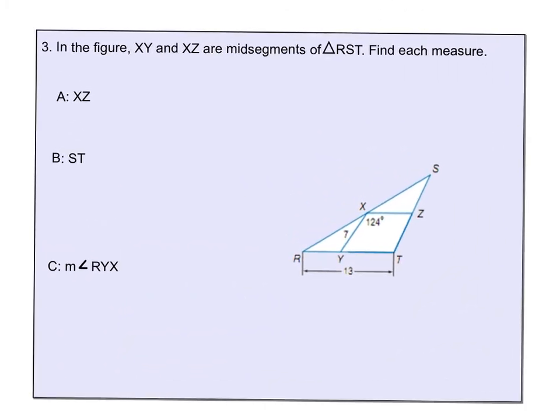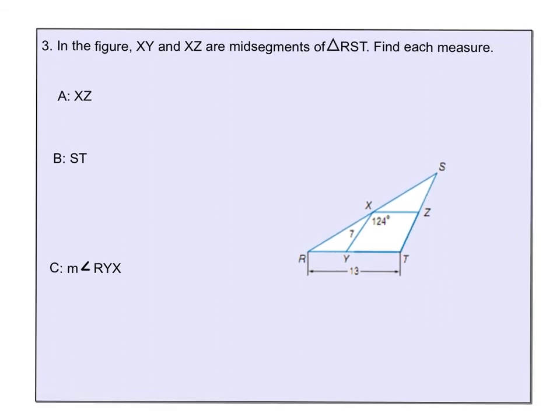So let's take a look here. We have this triangle with some segments. They're telling us they are mid-segments. XY is a mid-segment, XZ is a mid-segment. They tell us that's 124, I don't know if that's going to be helpful or not. They need us to figure out XZ. Well, XZ is right here, and it's a mid-segment to here. So if this is 13, then that's just going to be half, which is 6.5. Pretty straightforward.